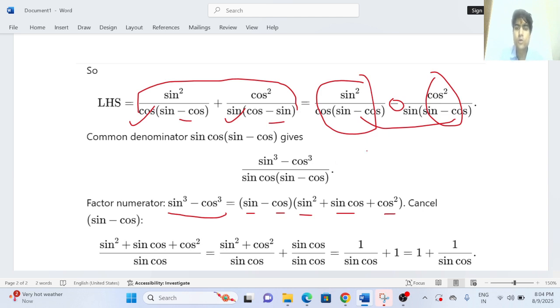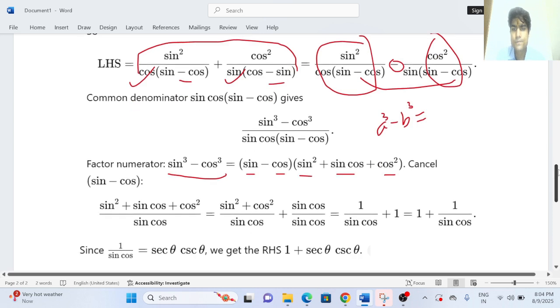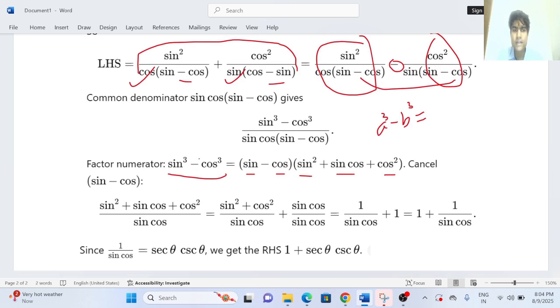If you don't want to solve by this method, there is another method available, the a cube minus b cube approach. You can also try to solve this question by that approach and it will be equally relevant. No issues in that. Once we do it this way, we get this and we put it over here.